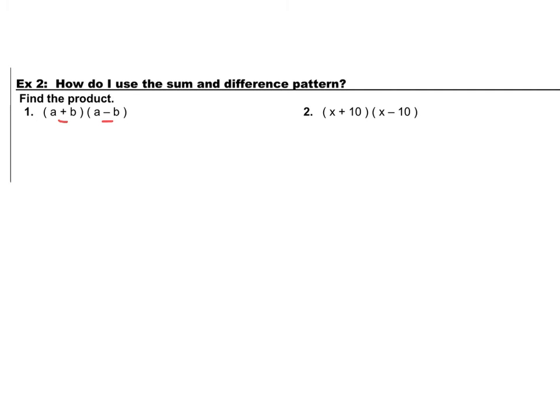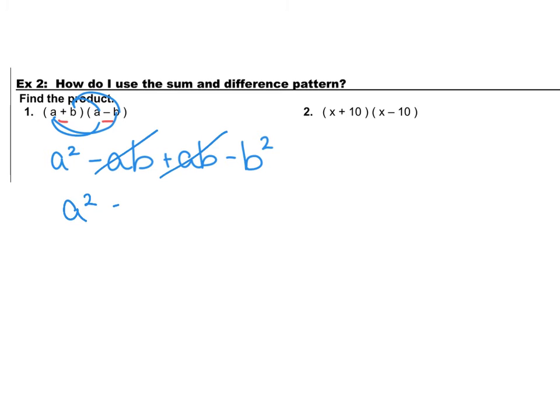All right, so I'm going to FOIL this, and I'll have a squared, and then minus ab, and then plus ab, and then we're going to multiply our b's. So we'll have minus b squared. And what you're going to notice is that these middle terms are always going to cancel out. And so you're left with a squared minus b squared.